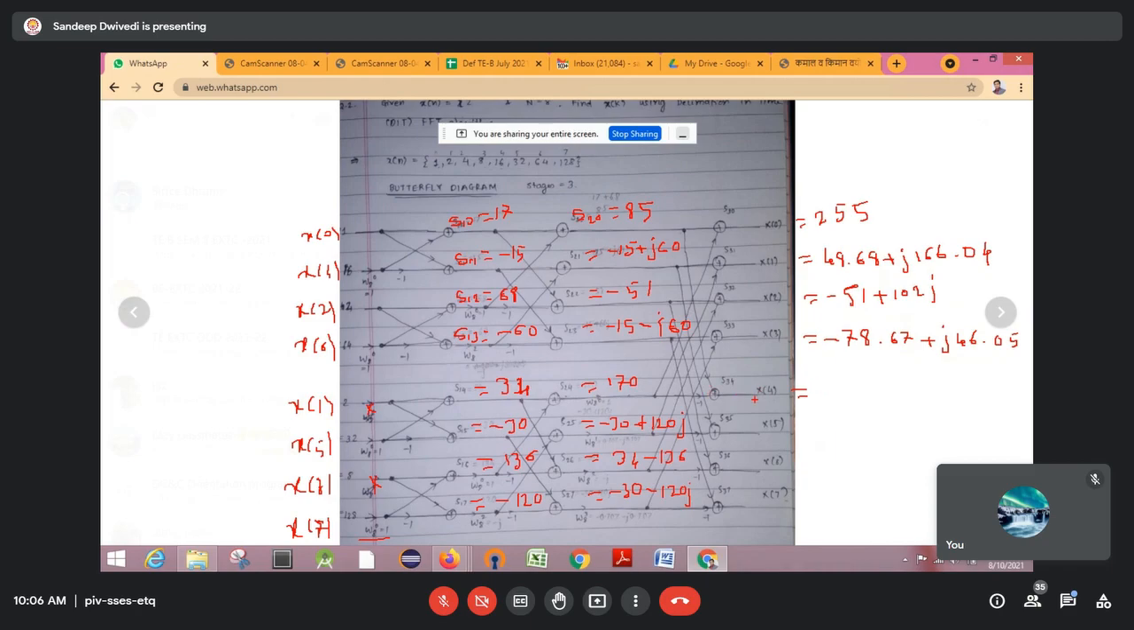170, so this will be 170, it is multiplied with the twiddle factor, and the value of the twiddle factor is W suffix 8 raised to power 0, that means 1. So this will be 170, minus is there, so this will be minus 170, and that will be added to this 85. So that value will be 85 minus 170, so this will be minus 85.